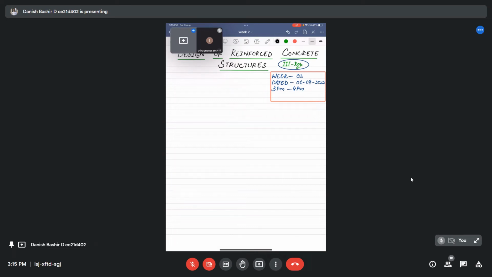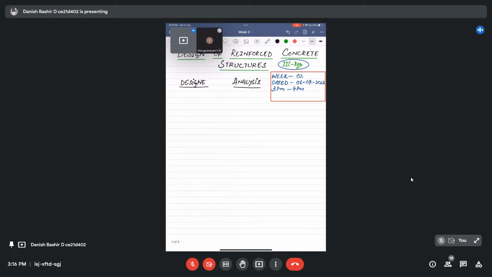We have design. Another is analysis. These are two different terms, each with its own meaning. So first let's see what the design is, what the analysis is.